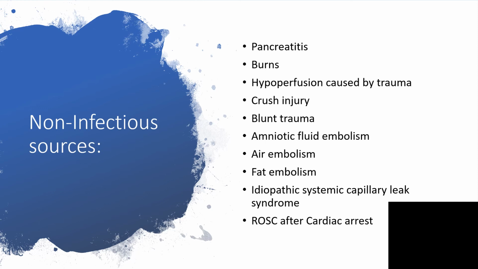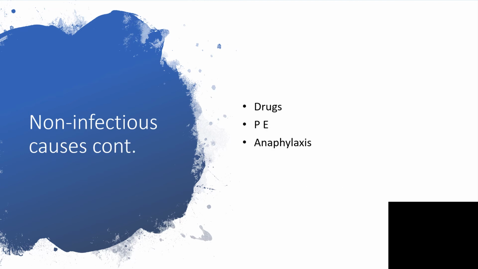And of course, when there's cardiac arrest and there's return of spontaneous circulation, you are likely going to see systemic inflammatory response syndrome. Also, SIRS could be found in overdose of certain medications and even street drugs. How about pulmonary embolism? Yes, systemic inflammatory response syndrome is possible with pulmonary embolism. The same could be said when it comes to anaphylaxis.